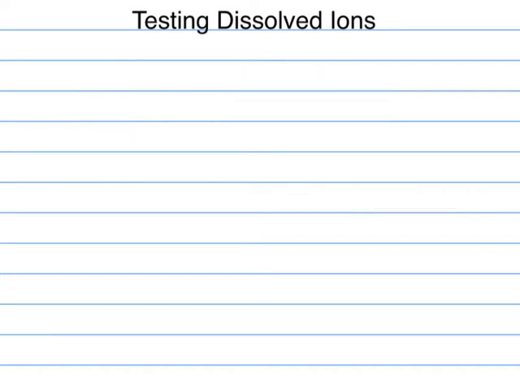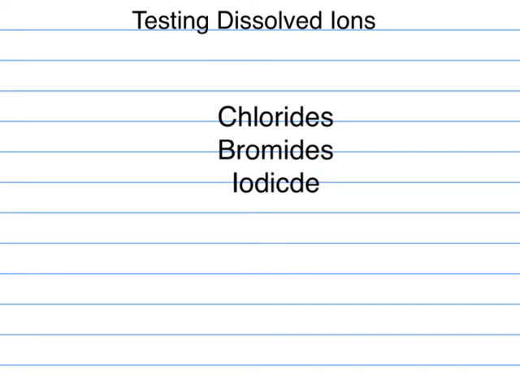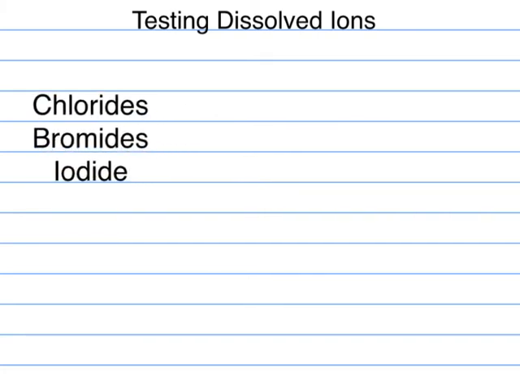Now, other than sulfates, we can test for other anions such as the halides. We can test for chlorides, bromides and iodides. Oh, I spelled iodide wrong. Let's correct that one. Iodide, there we go. Okay, so we can test for these, and the way we can test for these is to use a chemical called silver nitrate.